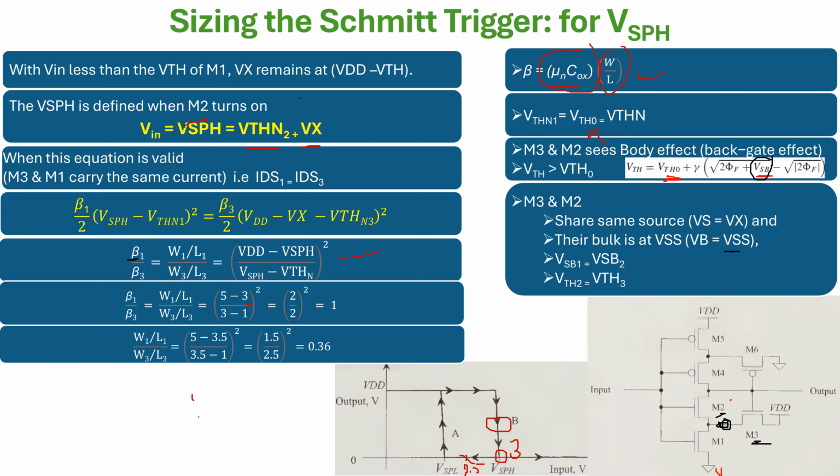Let's assume for a moment I will take this point as 3.5. Now 5 minus 3.5, that is VDD minus VSPH, divided by VSPH minus VTH, which is 3.5 minus 1 volt. That is equal to 1.5 divided by 2.5, which equals 0.36. Again assuming L1 cancels because we take the same length, W3 is equal to W1 by 0.36. It means in this case W3 is bigger than W1.